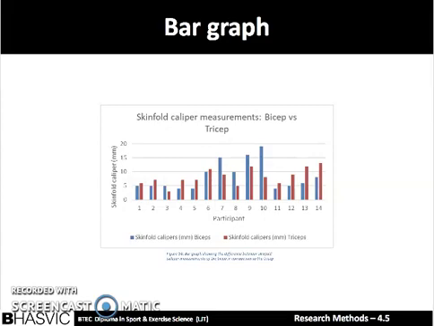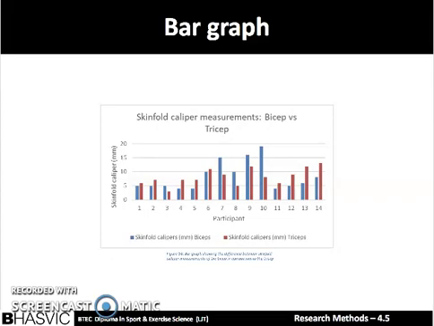Bar graphs show categorical data. So they show trends in data based on categories. So you can see a really basic version here in figure 14. So this is a bar graph showing the difference between skin fold caliper measurements of bicep in comparison to tricep. So similar to data previously used based on those gymnasts again.